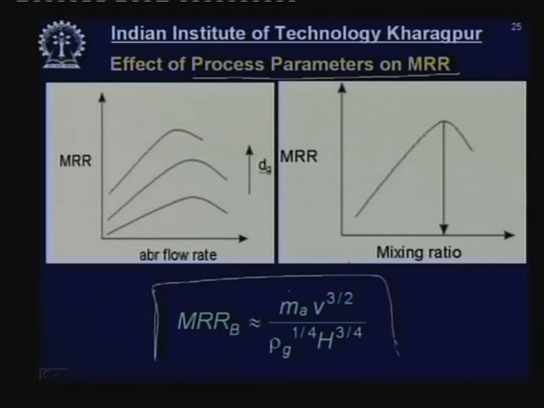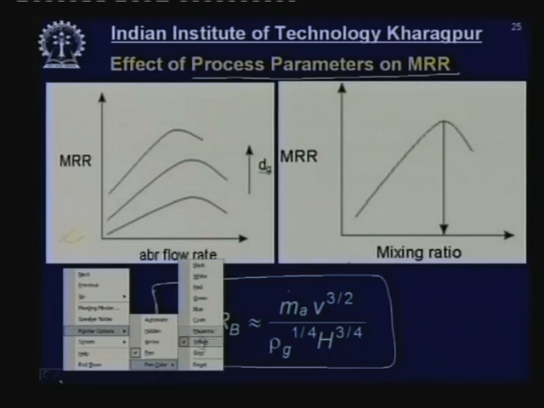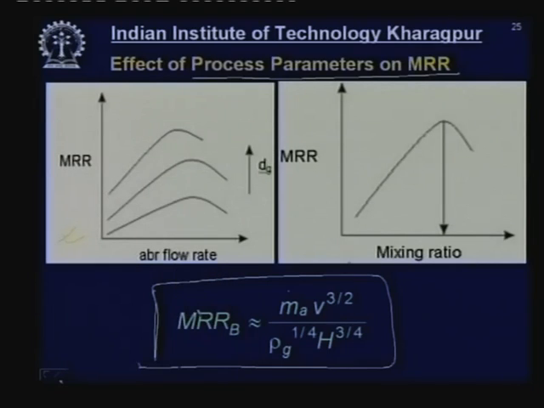This is my modeled information, and these are actual experimental observations. What we see here is that as we increase abrasive flow rate, material removal rate increases. This is a good observation, and it matches with my modeled value, but there is a deviation. What is that deviation? After a particular abrasive flow rate, there is a reduction. Why is this reduction? That can be explained very easily from this particular graph.